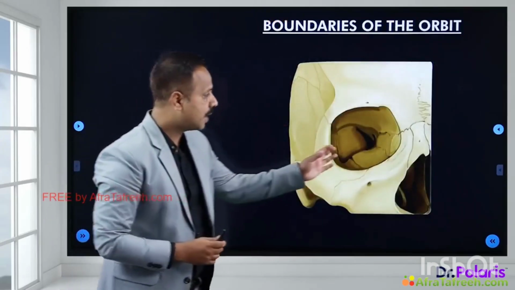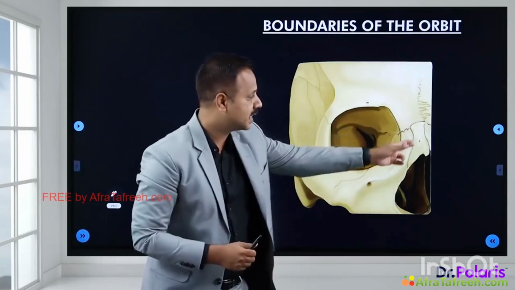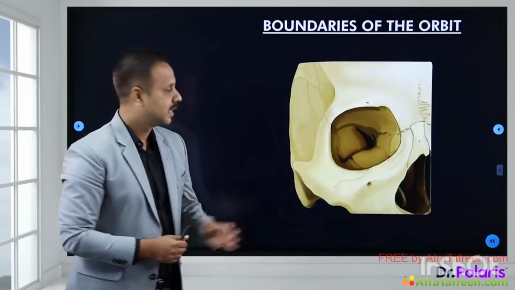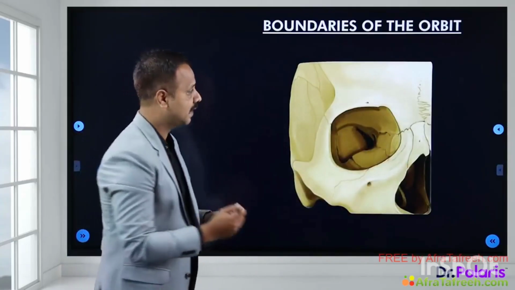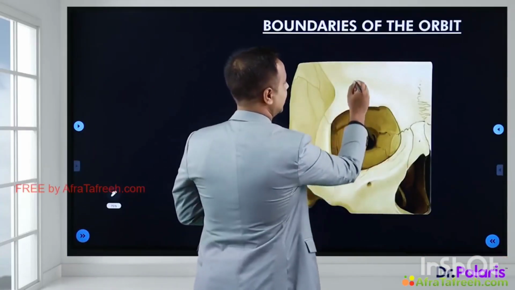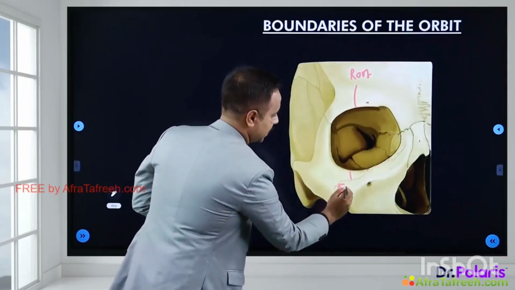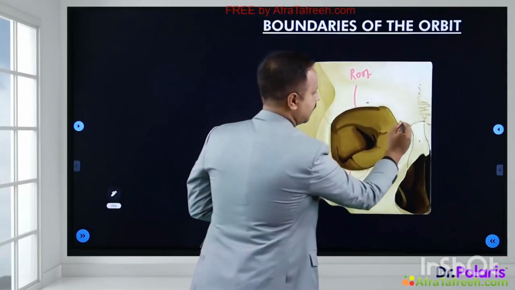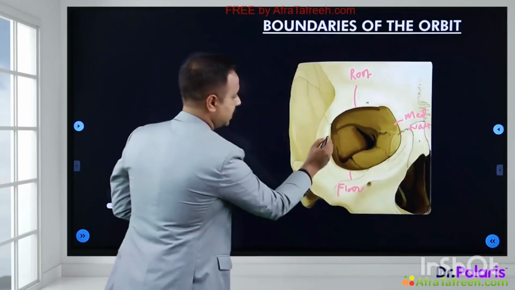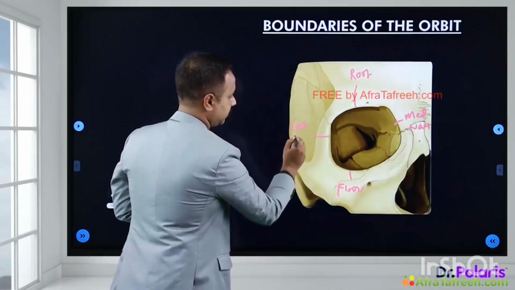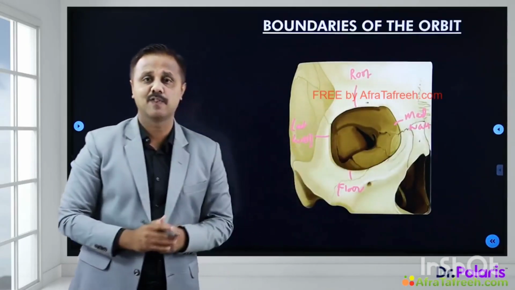As we know, orbits are a pair of pyramidal shaped cavities present on either side of the nose. The orbit on each side has 4 distinct boundaries. Now first let's try to understand what these are. This is the roof of the orbit. This is the floor. Then we have the medial wall. And finally we have the lateral wall. Let's try to understand how exactly these walls are formed.